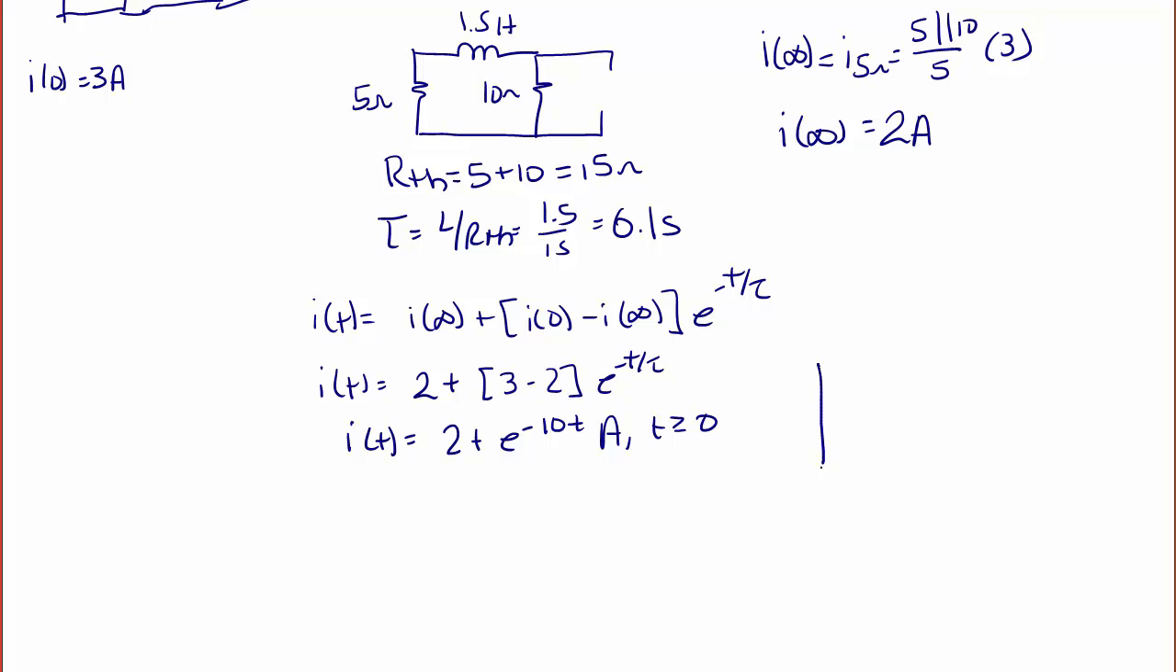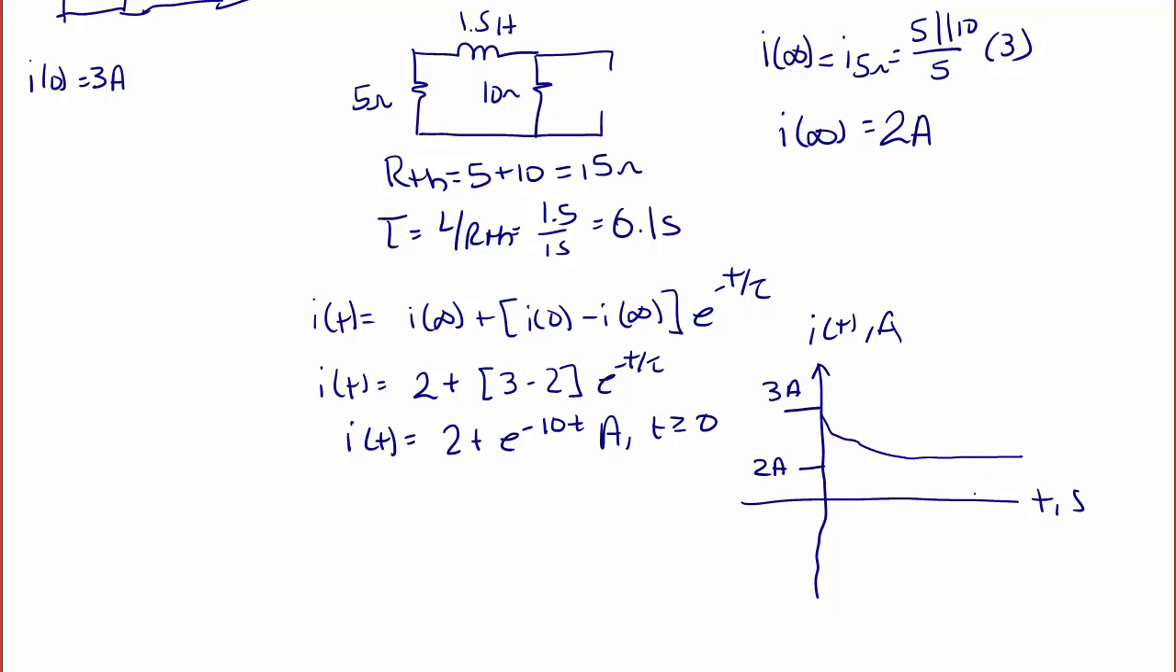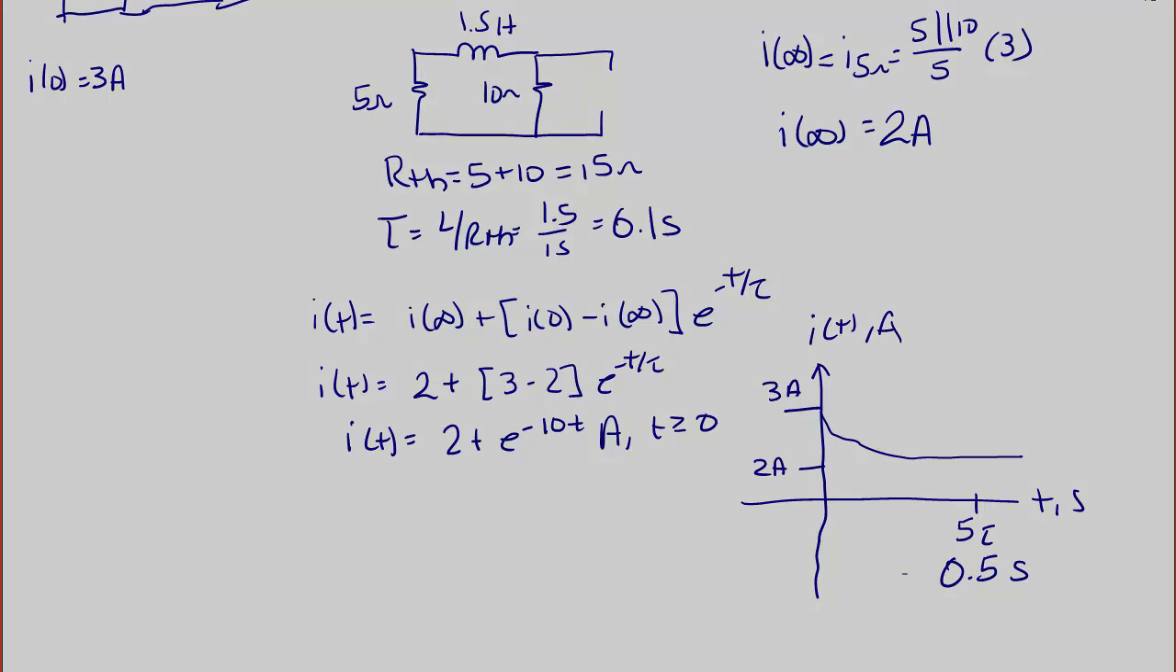So when we make our sketch, the horizontal axis is time in seconds. The vertical axis is I of t in amps. The initial current is 3 amps, so we start here at 3 amps. The final current is 2 amps, so the inductor discharges from 3 to 2. And we estimate that it gets there in 5 time constants. So 5 tau is 0.5 seconds.